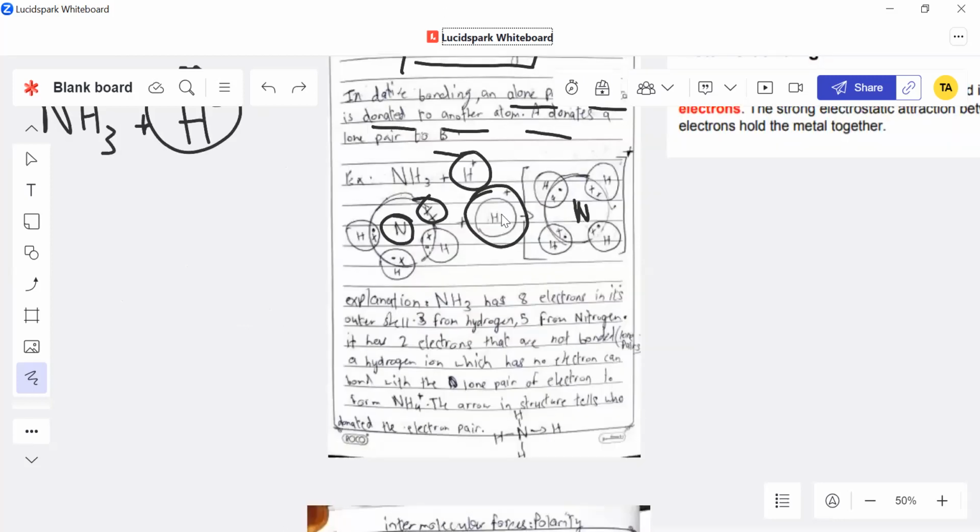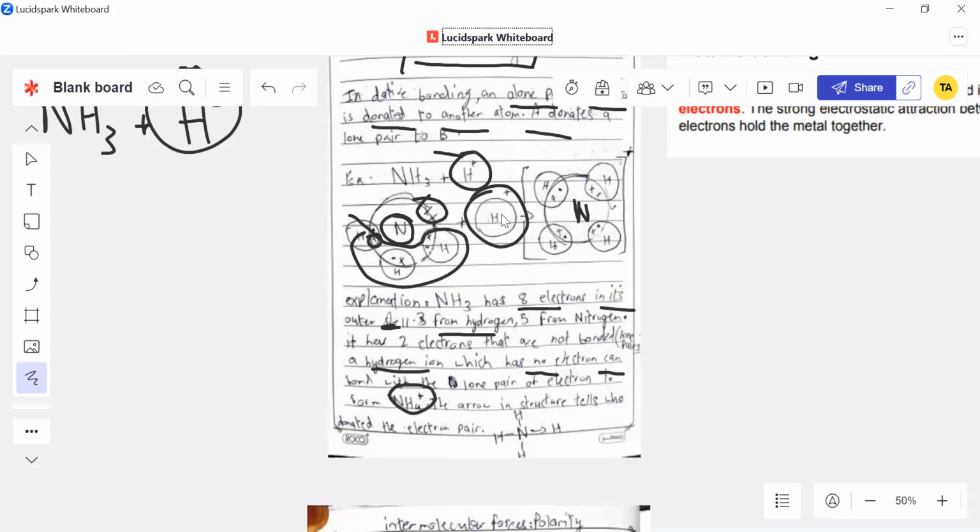What is the explanation of this? Again, NH3 has 8 electrons in its outer shell: 3 from the 3 hydrogens, and 5 from the nitrogen atom. It has 2 electrons that are not bonded at all. They are called lone pairs. Lone pairs are electrons that are not bonded to anything. A hydrogen ion, which has no electrons, can bond with the lone pair of electrons to form NH4+.